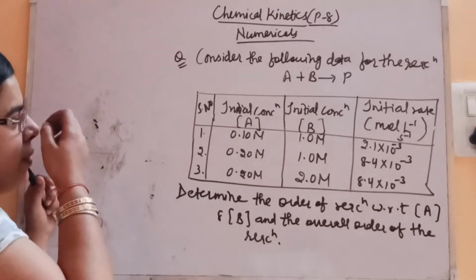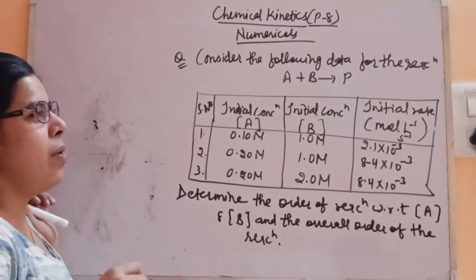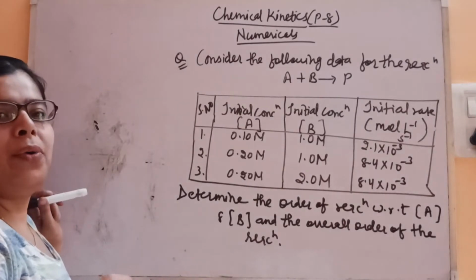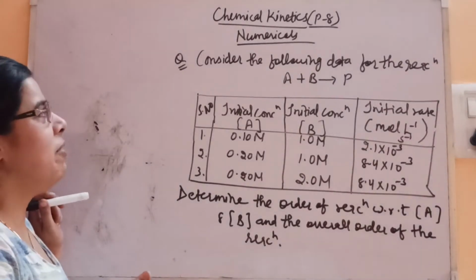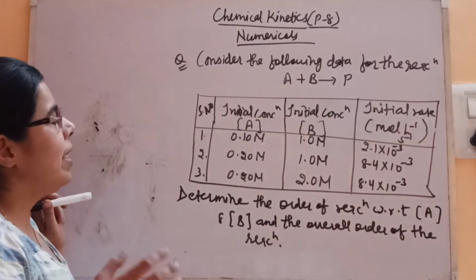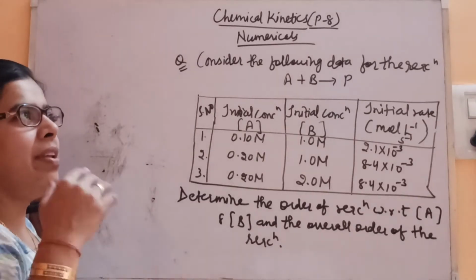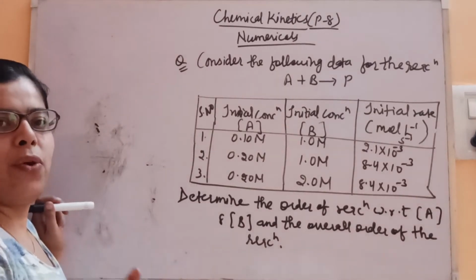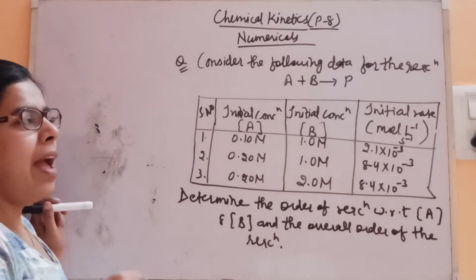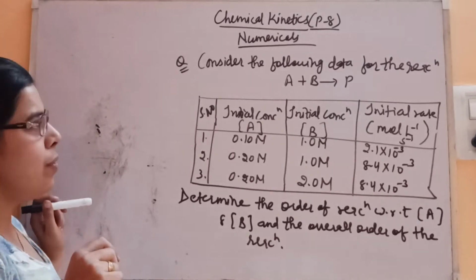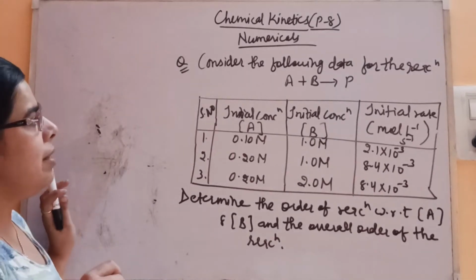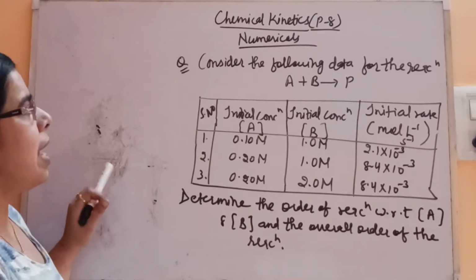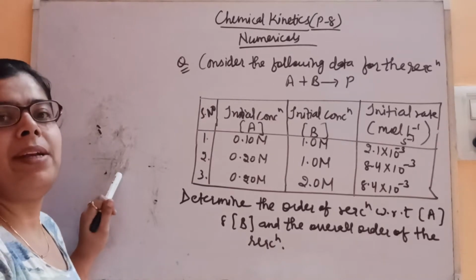Welcome back. In the last class we discussed how to derive the expression for the half-life. Whatever we have discussed till now, we have derived the integrated rate law equation for the zero order and first order, and we have seen the numericals also. So today we will be learning how to solve this kind of numericals based on the experimental data.